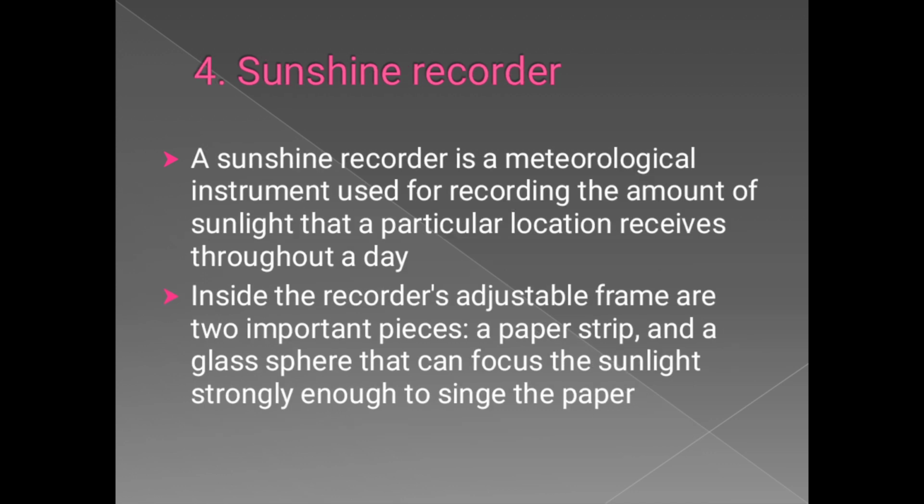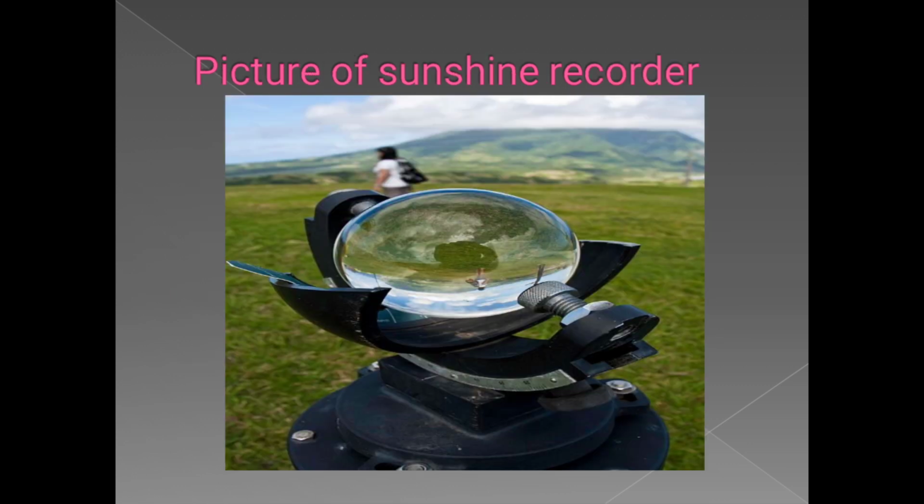Okay, the next instrument is the sunshine recorder, a meteorological instrument used for recording the amount of sunlight that a particular location receives throughout a day. Inside the recorder is an adjustable frame with 2 pieces of paper strip and a glass sphere that can focus sunlight. As you can see, this is the glass. Then under the glass are the papers that are burned as the temperature goes up.